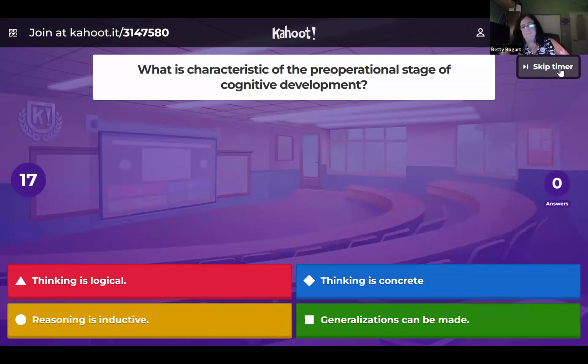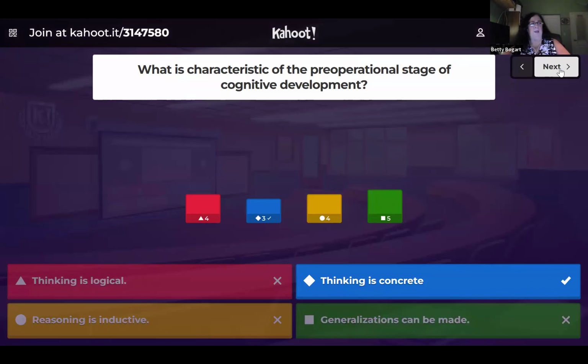What is characteristic of the pre-operational stage of cognitive development? Again, this is Piaget. Again, I'm just introducing it. We're going to talk more about it next week when we do our newborns and infants and toddlers and preschoolers. So when we're talking about cognitive development and understanding, when you are young, which is the pre-operational stage, you've got to see it before you can replicate it. So it's concrete. Concrete means I can see it, touch it, feel it, smell it. If I can see it, touch it, smell it, I can do it again. I can replicate that because it's concrete. That's what that means.